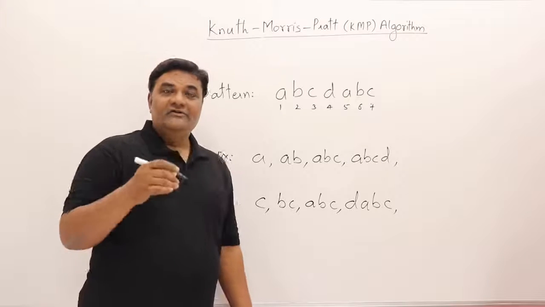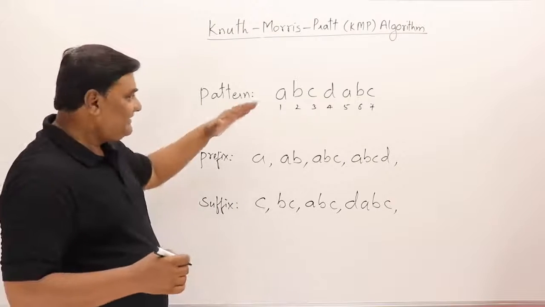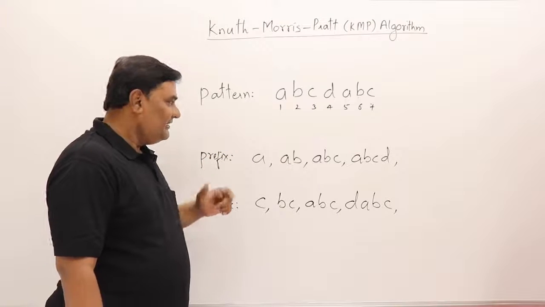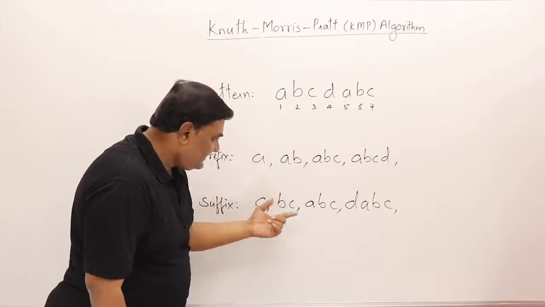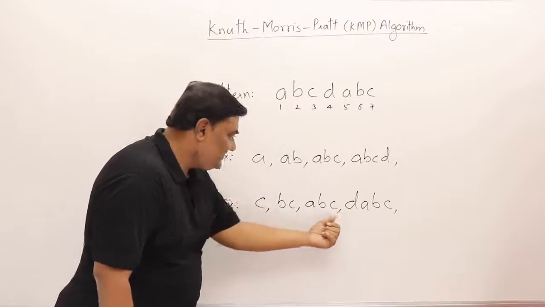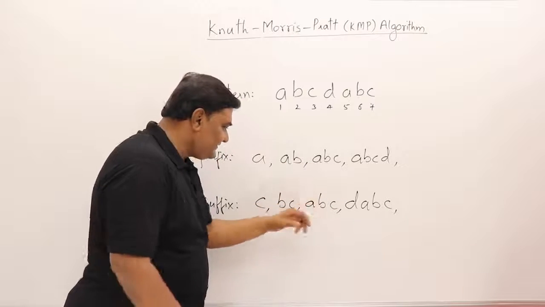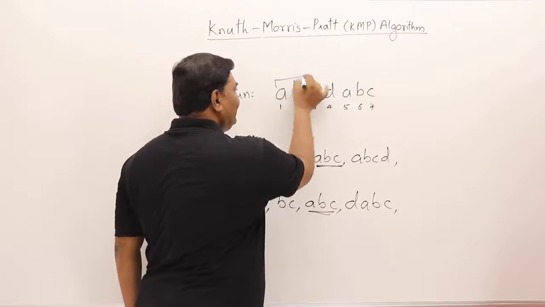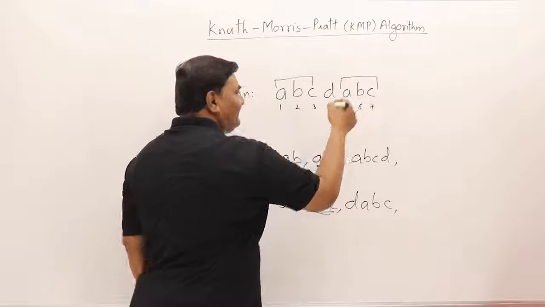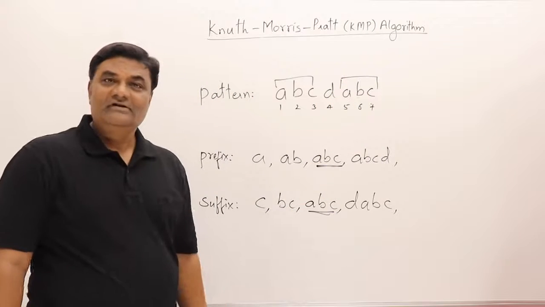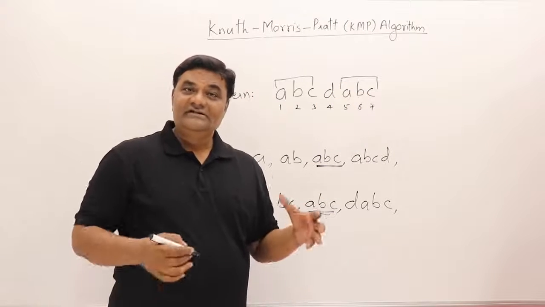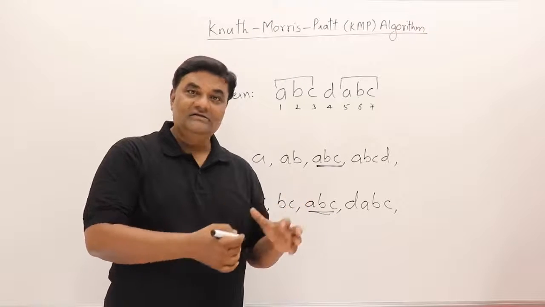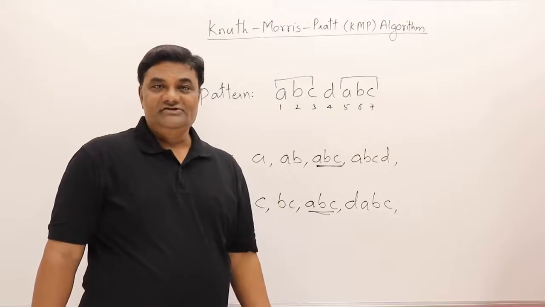Now the idea of KMP is: inside this string, is there any prefix same as suffix? Let us see. A, do you find it anywhere? No. A, B, A, B, A, B. No, it's not there. A, B, C. Yes, it's there. See, this is matching. So this is the prefix that is also there in the suffix. This is the observation the KMP algorithm will make on a pattern to avoid the number of comparisons.